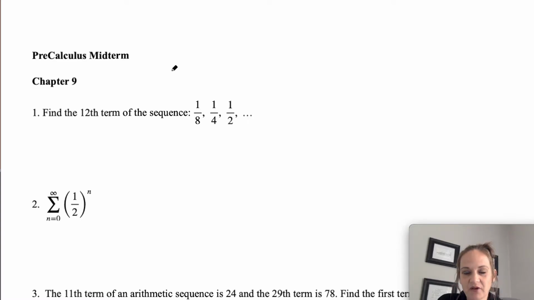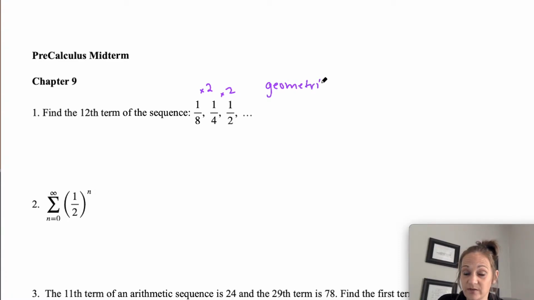In this video, I will be discussing the answers to the pre-calculus midterm recap. Beginning with number 1, find the 12th term of the sequence. So the first thing you need to figure out is, is this an arithmetic or a geometric sequence? If you notice, you are multiplying each number by 2 to get to the next number. So in this case, this is geometric.